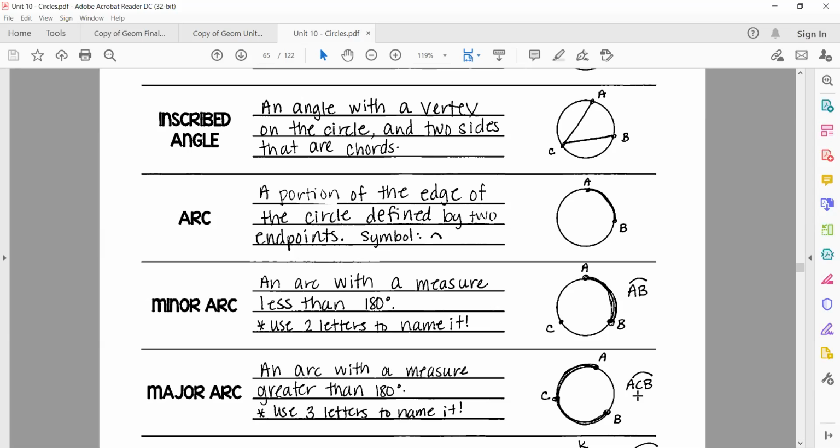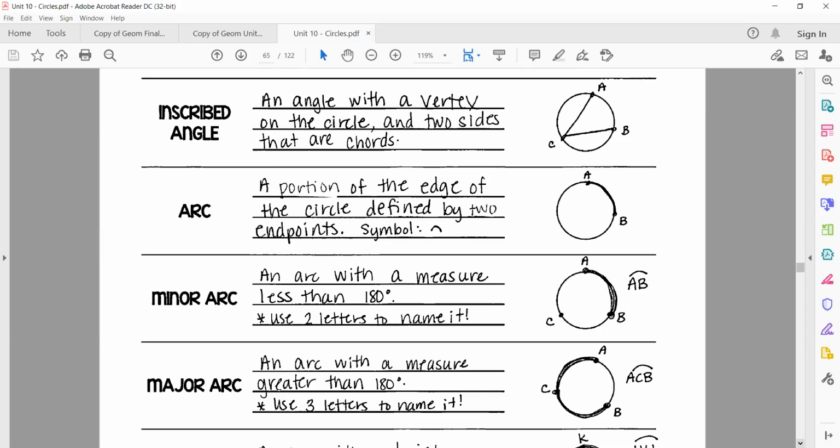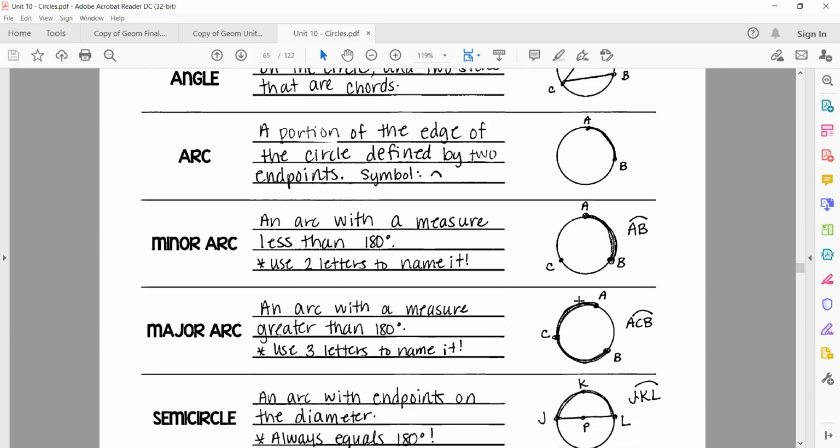But if you end up taking more of the circle, more than 180, now you have a major arc, and you've got to use three letters. Because if you just say AB, it has to be clear that it's only this small part of the circle, not going the other way around from A through C to B. It's just directly from A to B. So that's why they have a major arc designated with three letters instead of two.